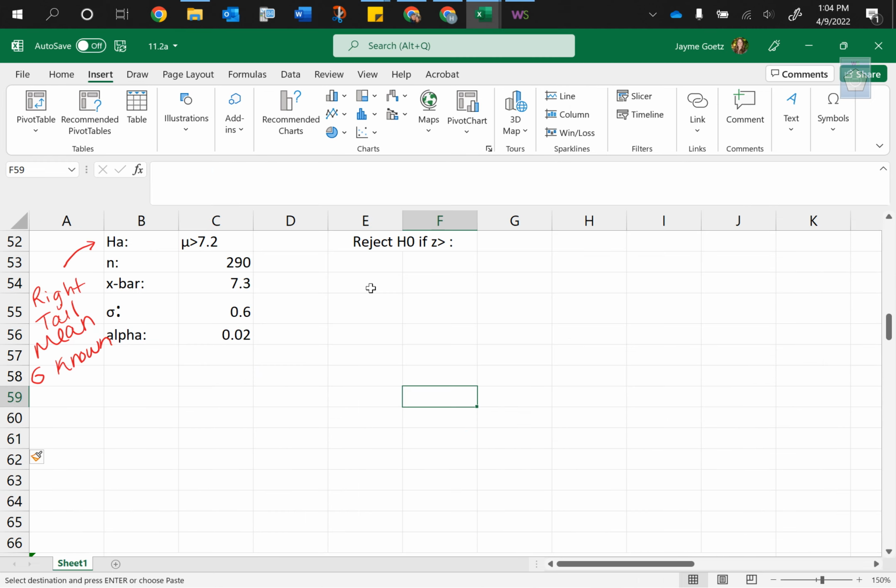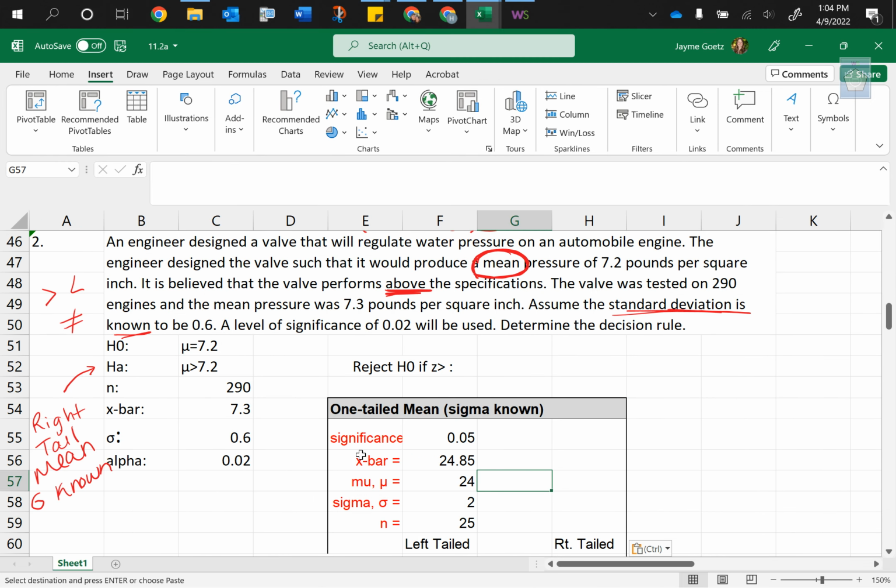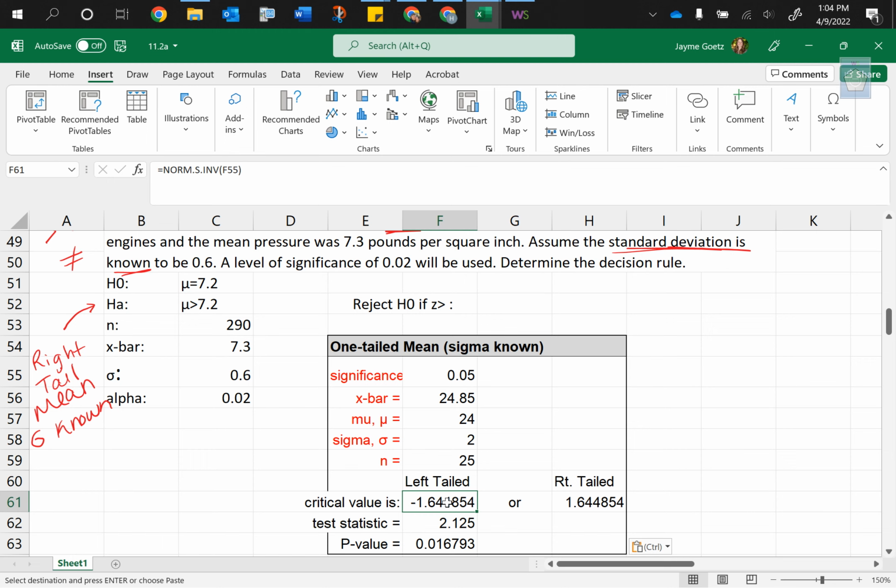So once I have that copied, come in here and paste it. And when you enter this information into the template, it's going to give you all of this information. Now, you'll notice you can click on it and it'll tell you how to find it. Like the critical value is NORM.S.INV. We know how to find that. We did that all of Unit 2. We're just giving you a template so it does it for you.